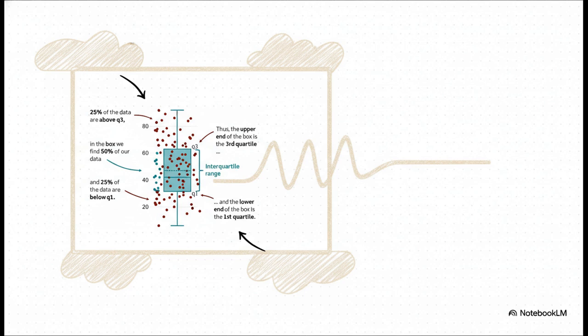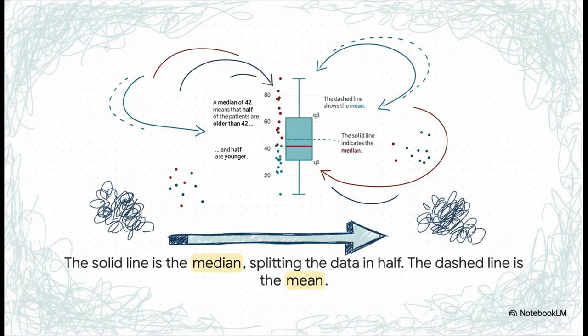It's pretty cool. And if you look even closer, there's more info packed in here. That solid line inside the box, that's our median, slicing the data perfectly in half. And the dashed line, that's our old friend the mean. This is why box plots are so awesome. They show you the center and the spread all in one simple picture.